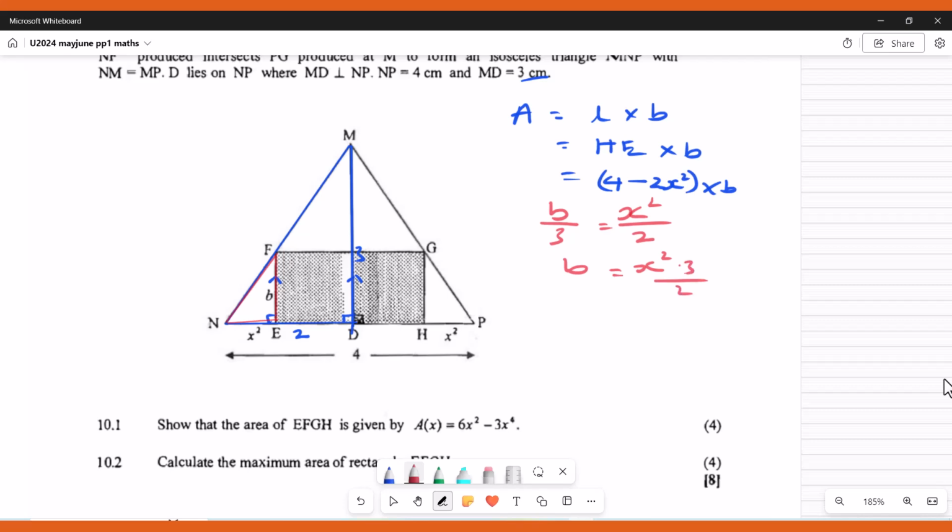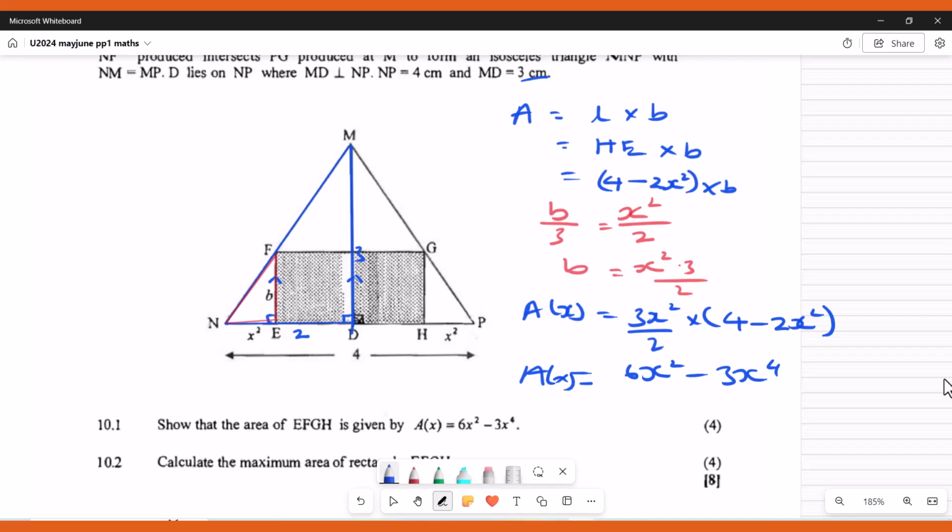So I come back and substitute now to get my area in terms of x. My area in terms of x equals B, which is 3x squared over 2, times open brackets 4 minus 2x squared. What do I get here? The 2 is going to cancel to give me 6x squared, then minus, the 2s are going to cancel, minus 3x power 4. That's our area in terms of x as required. Hope we are together.